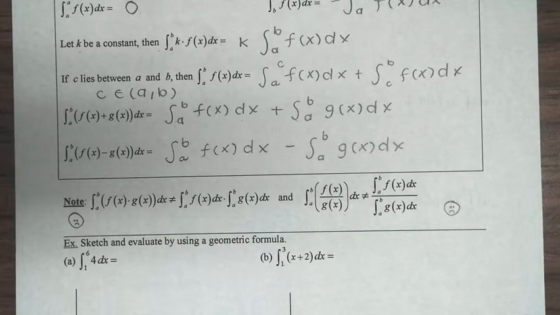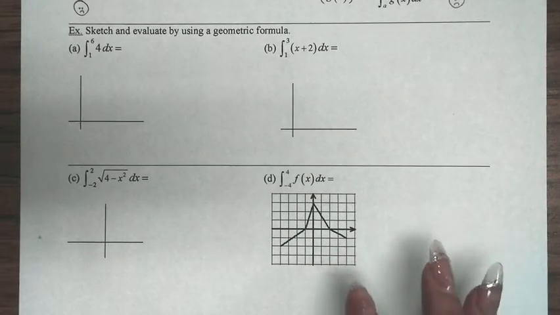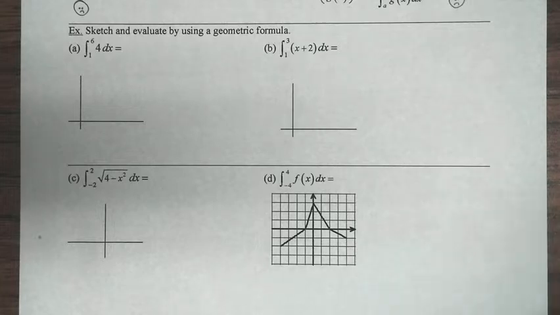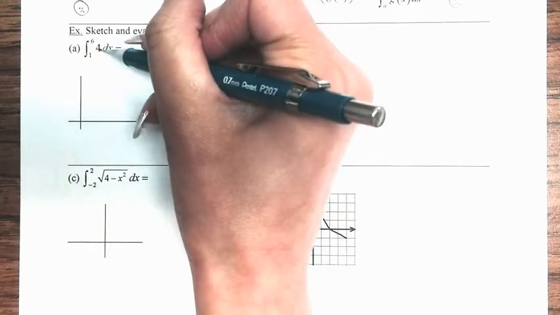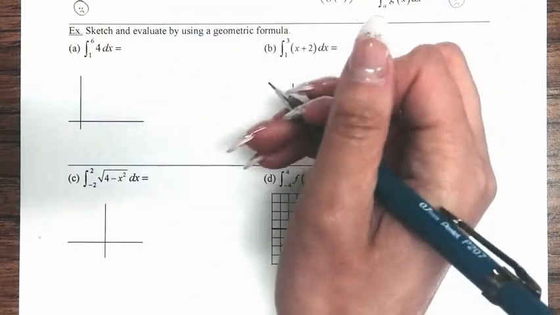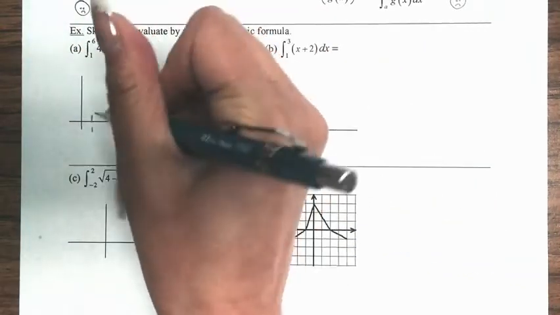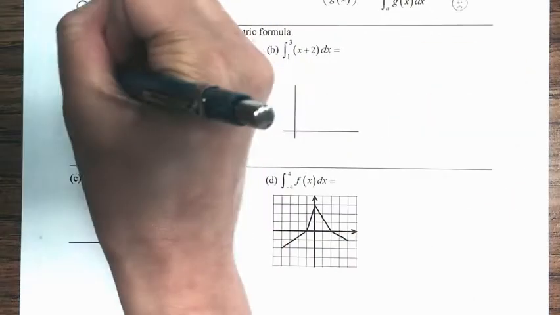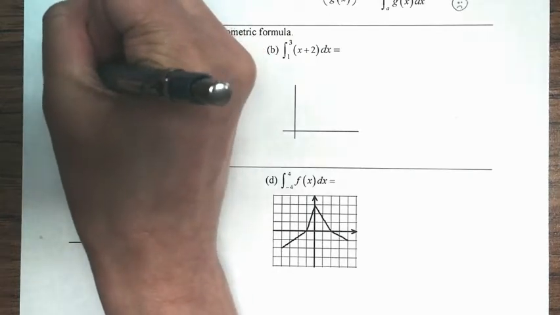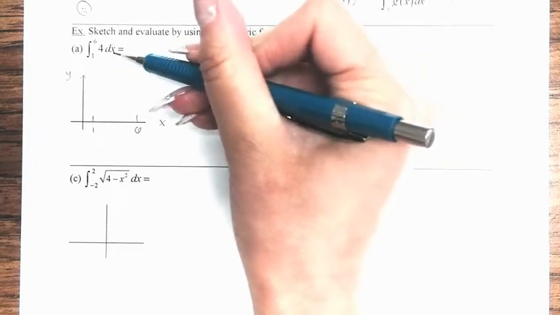Now that you know the warning and that you are never going to use that, we're going to sketch and evaluate using geometric formulas. So what are you going to do here? Here we have the integral from 1 to 6 of 4 dx. Let's say that 1 is here and 6 is here. So this is your x interval, these are your x's, and here you have your y's, or f, however you want to call it. Your function here is f of x equals 4.